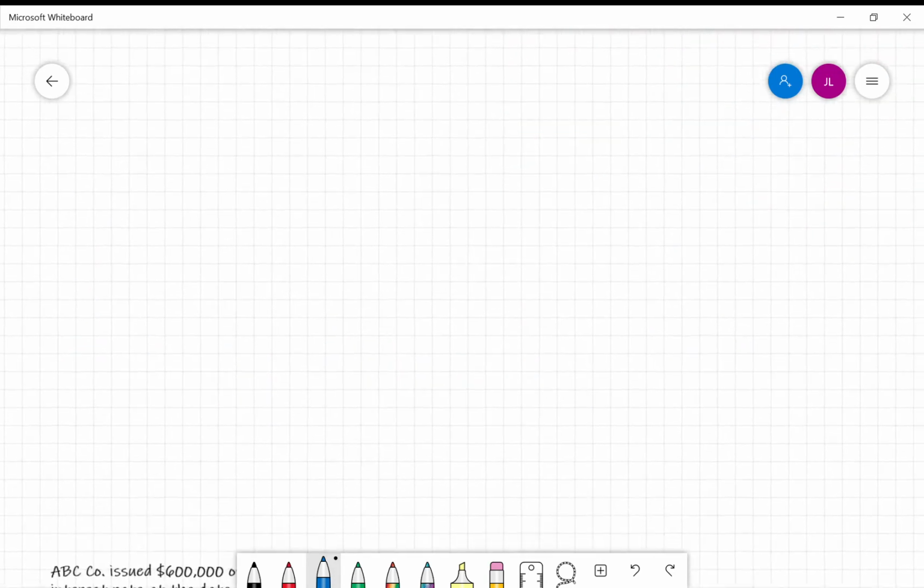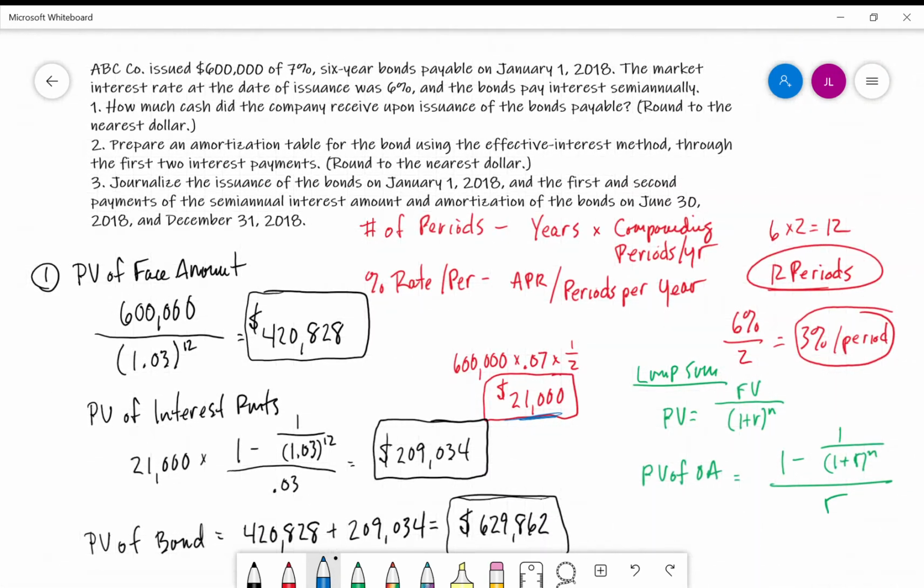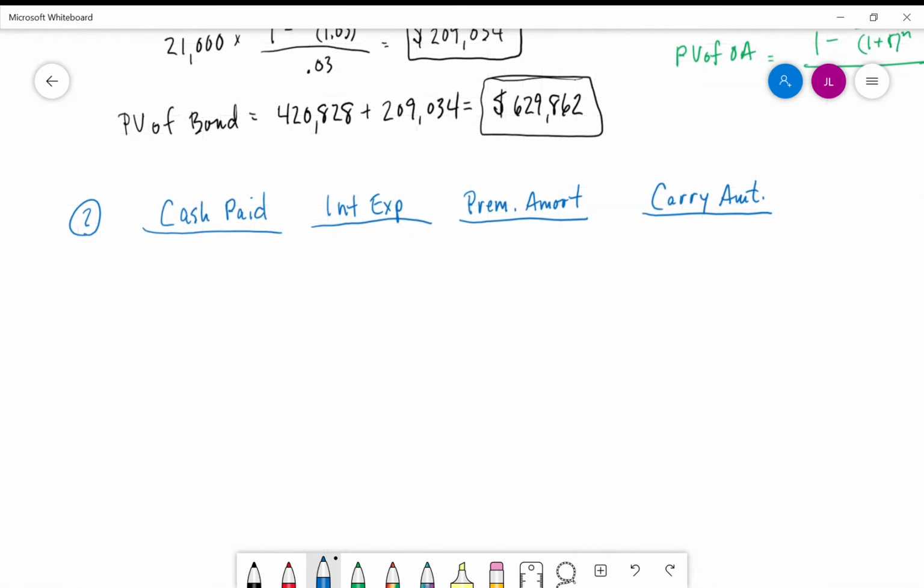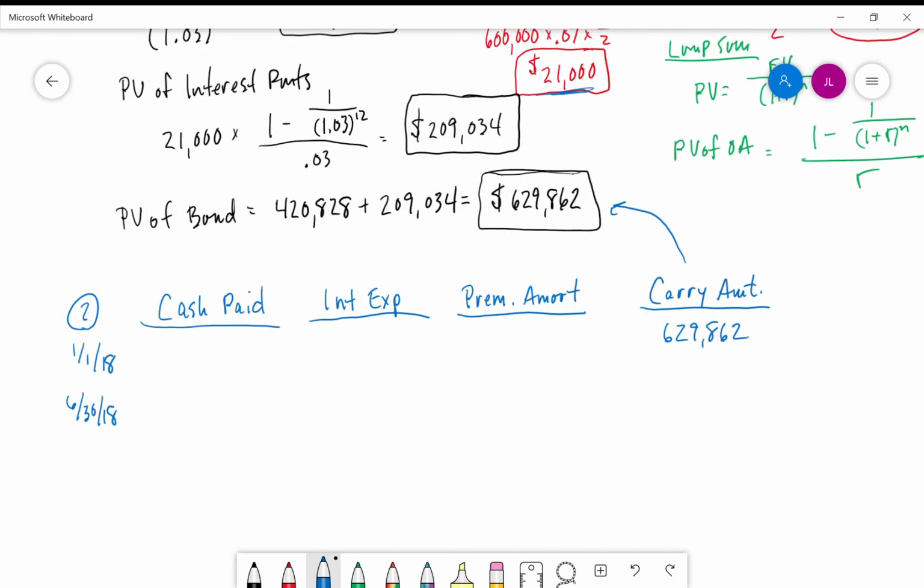So, we issued this bond on, let's see, 1/1 of 2018. So, on 1/1 of 18, we don't have anything yet, but we do know the carrying amount to start with is going to be equal to the $629,862. Now the first interest payment we have, this is paid semi-annually, remember, so on 6/30 of 18. Well, the cash that we have to pay, we calculated here, it's the $21,000. We pay that much in total on the face amount of this bond.